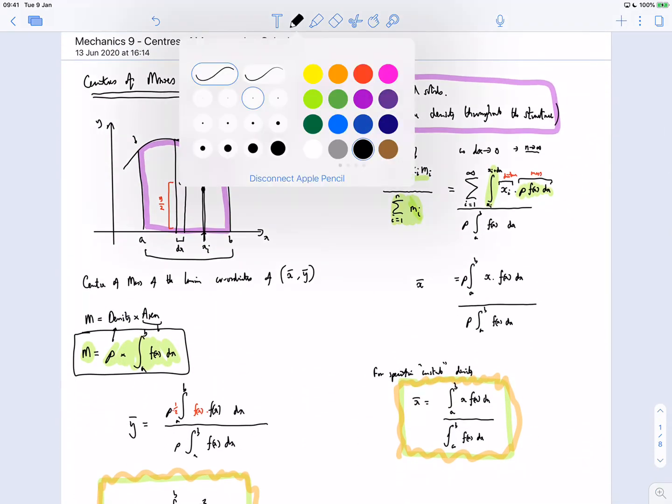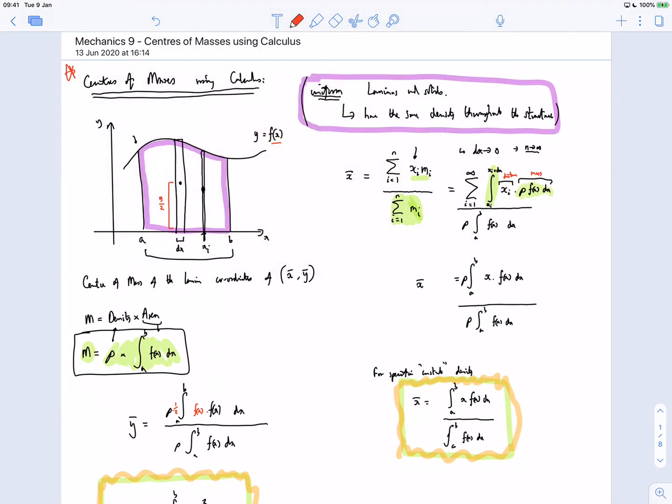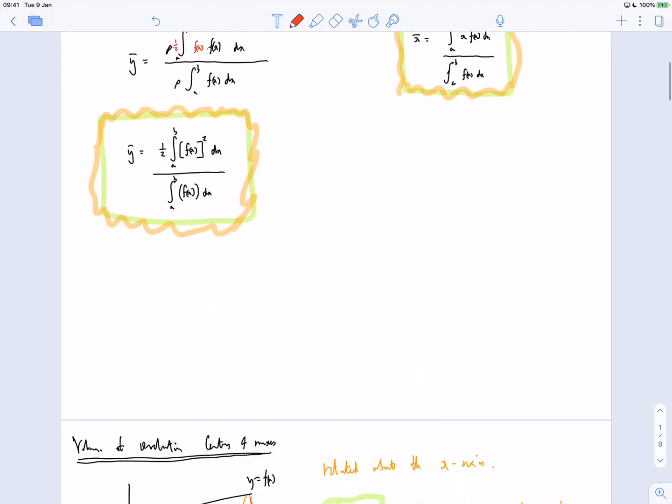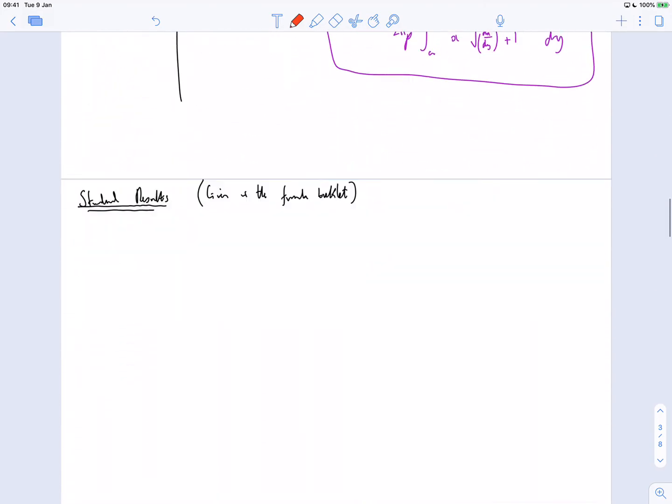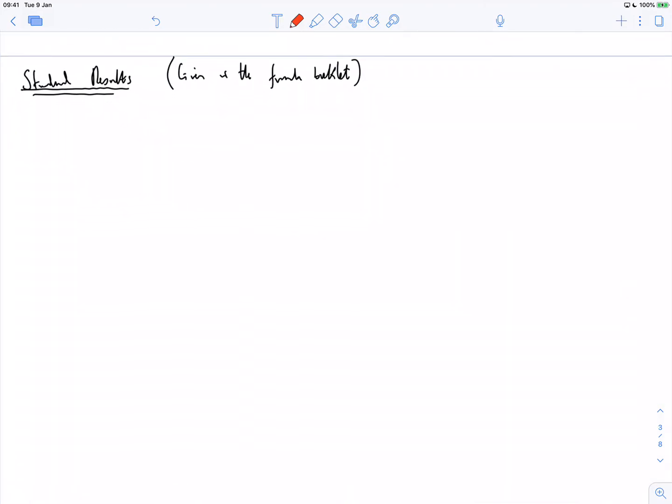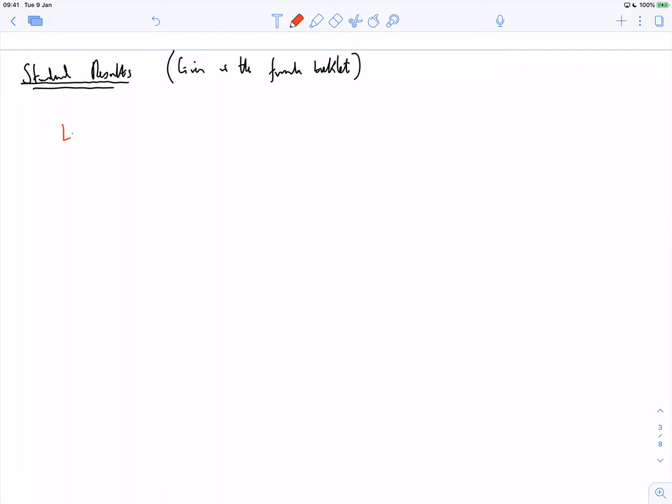This stuff here, if I was going to call it anything, I would put a star because this is in further mechanics 2. It's good stuff though. When you get the hang of it, it's actually quite fun. But never mind. Okay, standard results. I never remember this stuff, so I've got it written down somewhere. Let's talk about the laminas first.